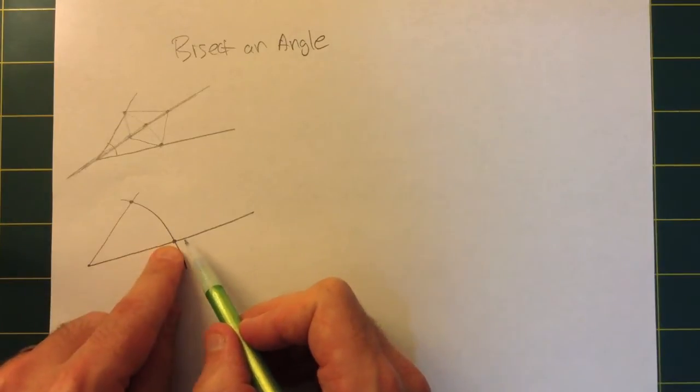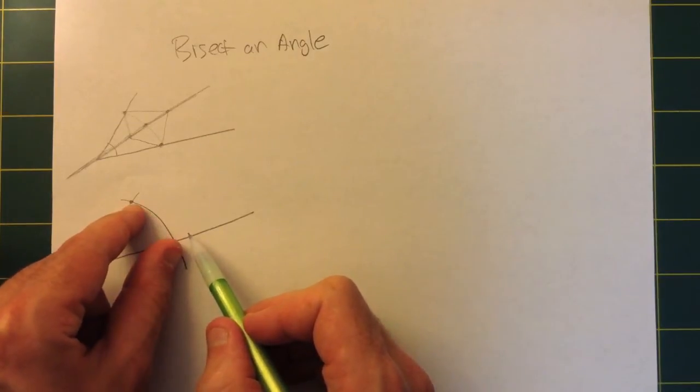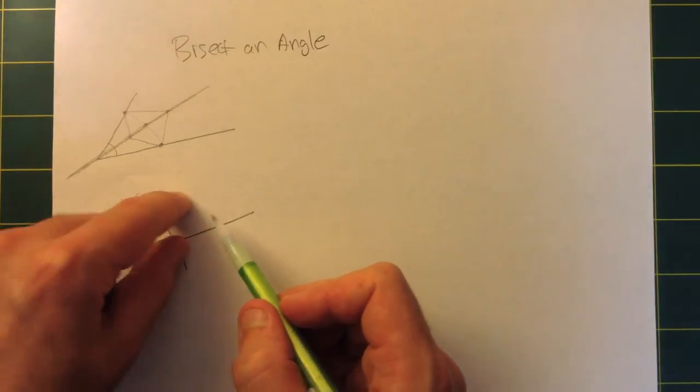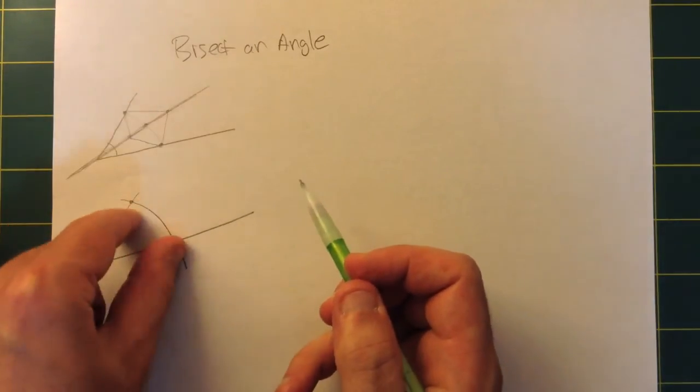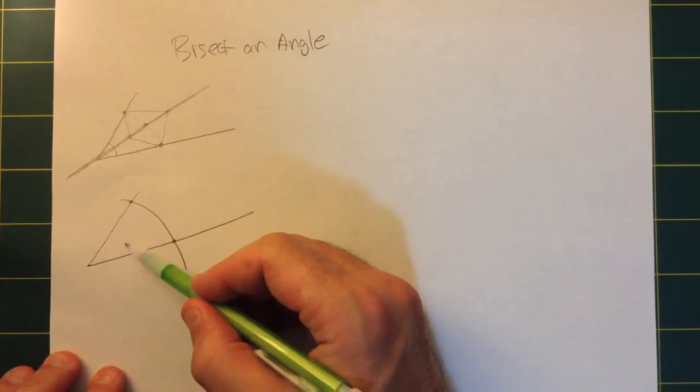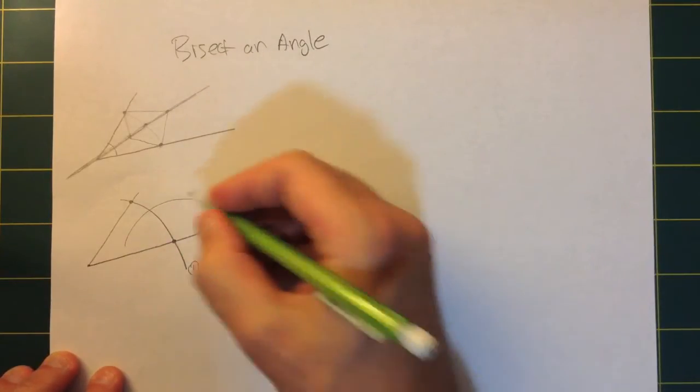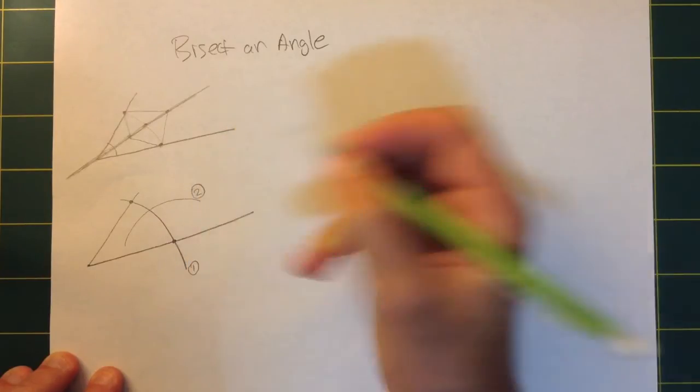I move the compass to one of them. I open up more than half. Again, it doesn't matter how far you open as long as it's more than half, and you make an arc, and you make your arc swing to the right and you make it swing to the left. And when you do that, you get something that looks like this. So this was step 1, this is step 2.